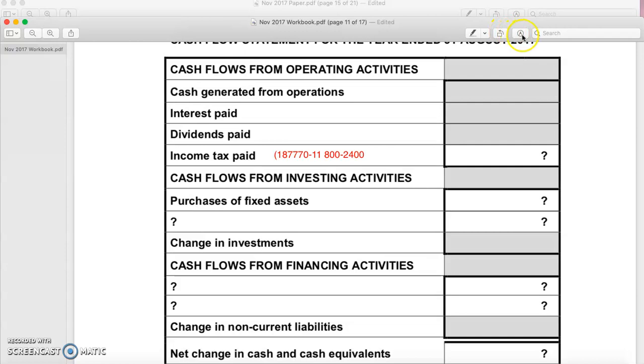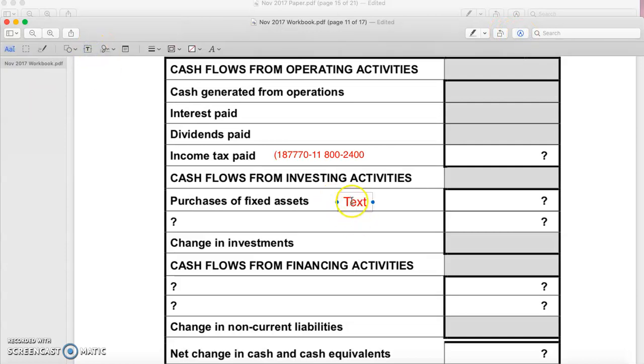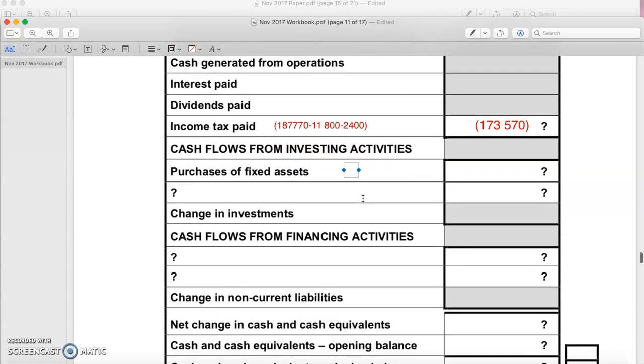Let me see, text box, and the final amount should be in brackets, 173,570. Okay, that's your final amount here. And altogether, this is, I think, 4 marks, okay? And in the cash flow statement, when your marker is looking at your answer sheet, they only give you full marks if you have used brackets correctly. Okay, so next we're looking at investing activities, and we have the purchase of the fixed asset.